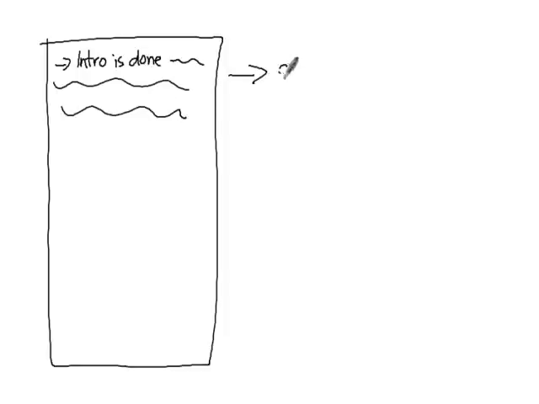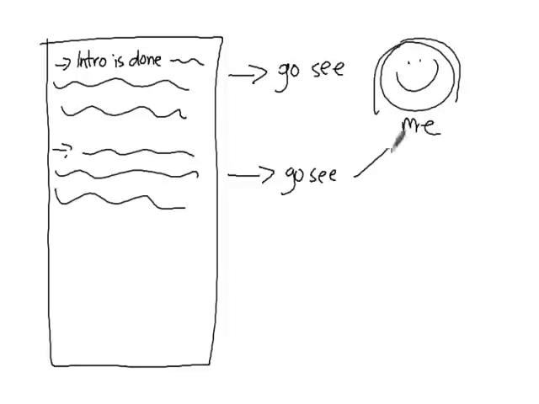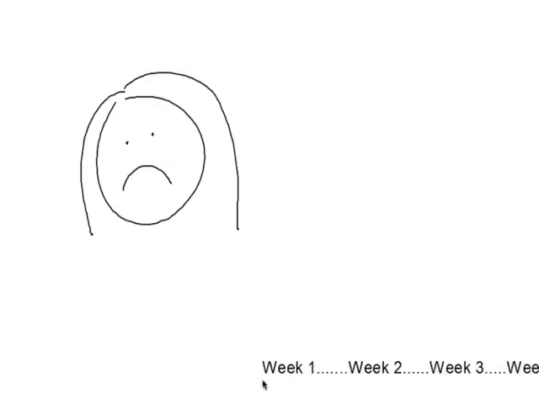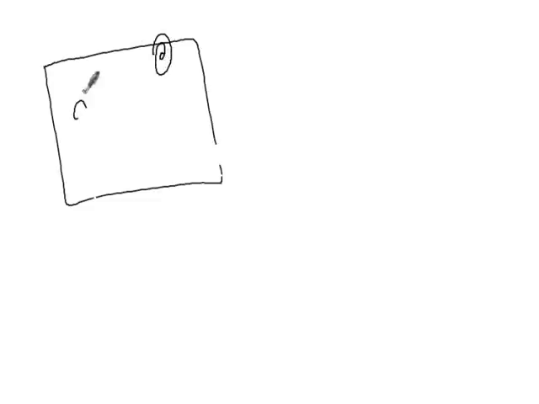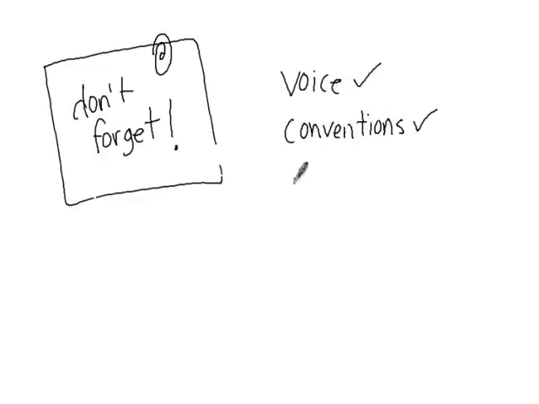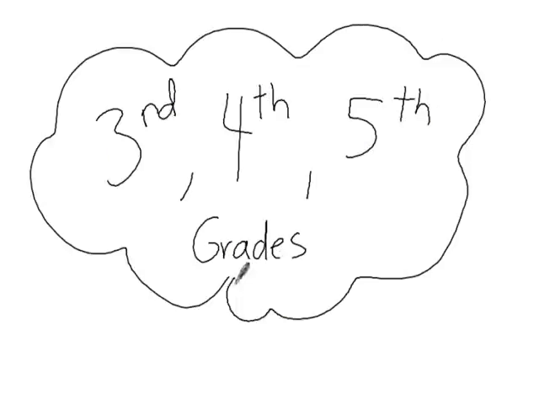How I managed it in the classroom is basically they have to complete each paragraph and then go see me for a check. I send them back, they go work on the second paragraph, and they go see me, etc. Don't get discouraged. As the weeks go by, it gets much easier and you become much happier. Don't forget that you still work on things like voice, sentence structure, and conventions, all within this framework. I've used this strategy in 3rd, 4th, and 5th grade with lots of success.